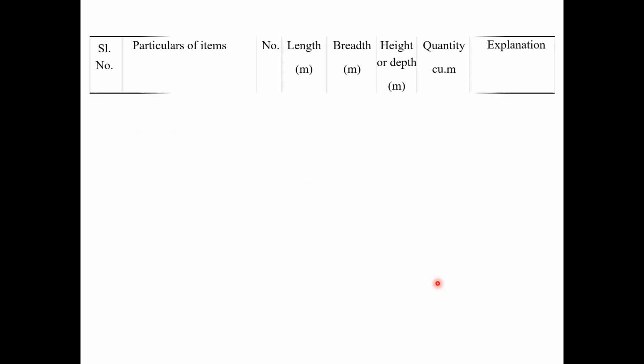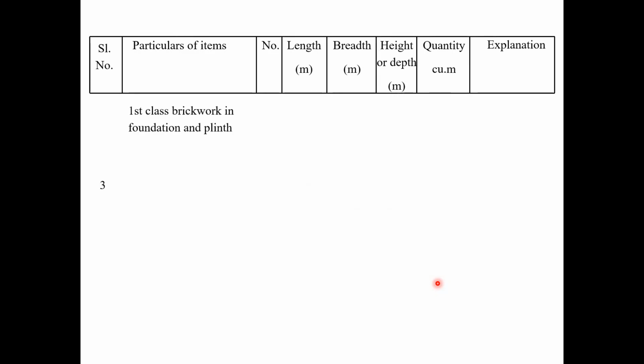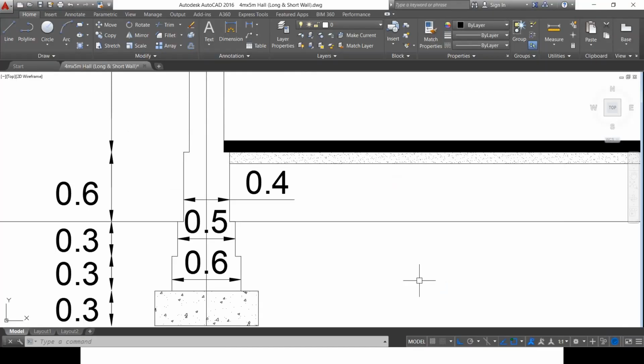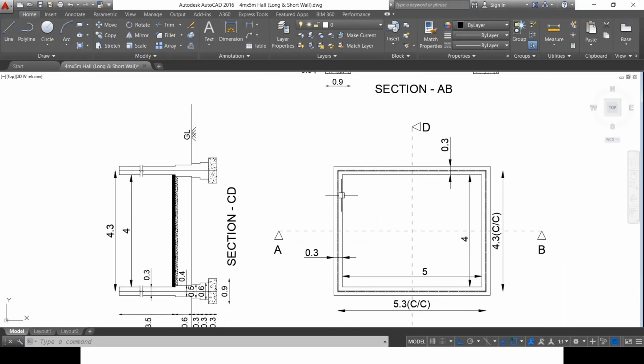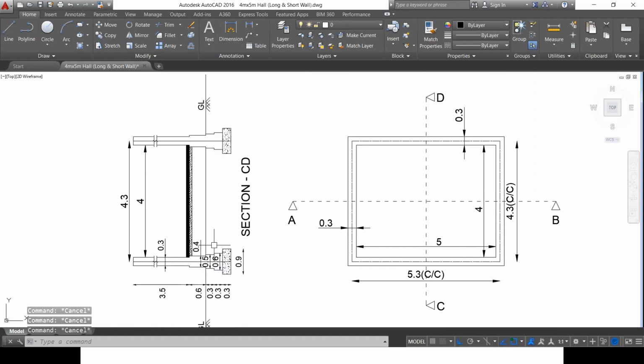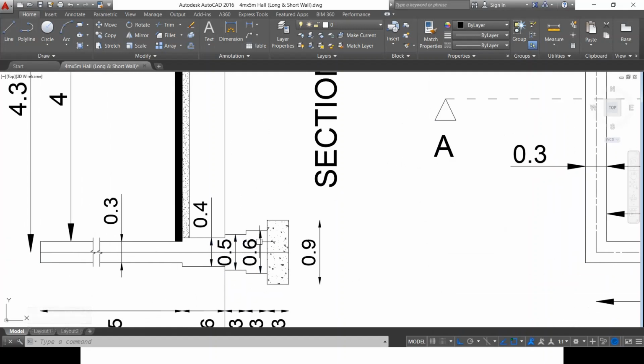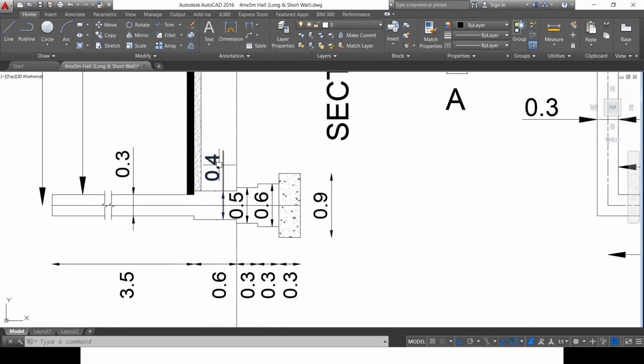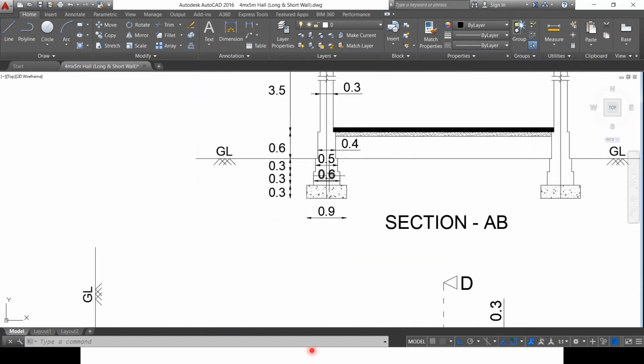Now the header of the table remains the same. So first class brickwork in foundation and plinth. So short walls, the first footing, there are two numbers. I'll go back here. So this is the short wall and this is the short wall. So of length 4 meter, we know. I'm talking about only the walls, not the first footing and second footing. The width of the first footing is 0.6, second footing is 0.5, and the plinth is 0.4 meter. The depth is 0.3, 0.3 and 0.6 respectively, which is the same as in the case of long walls.